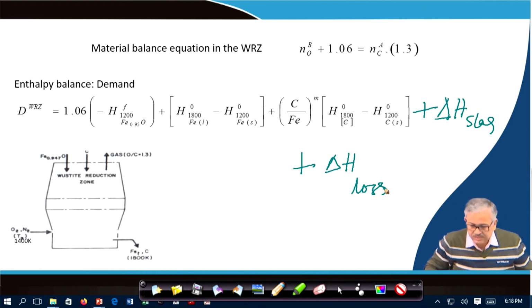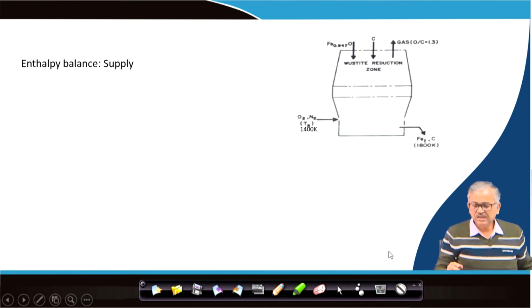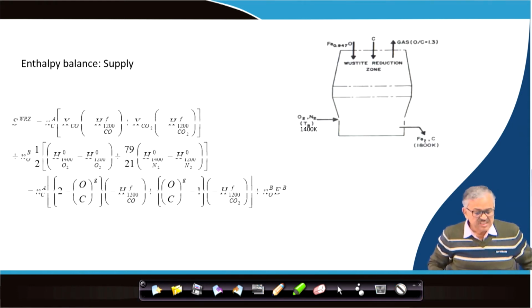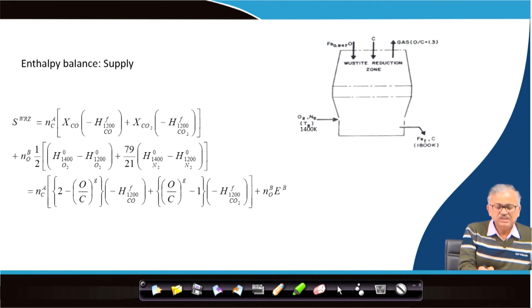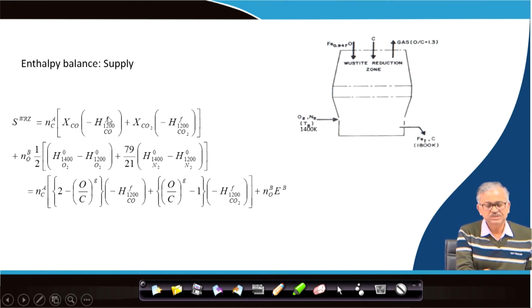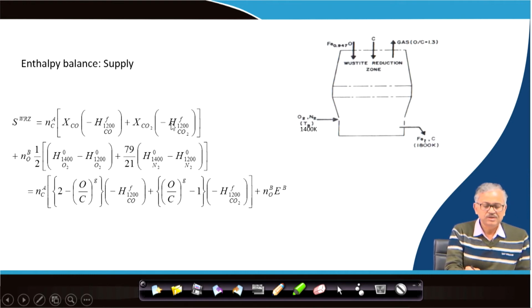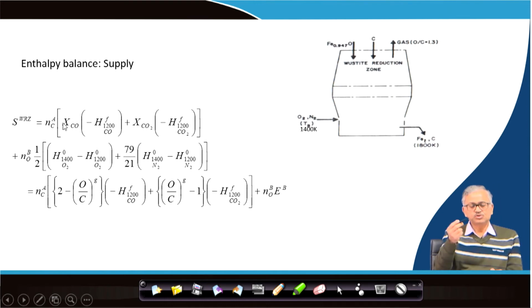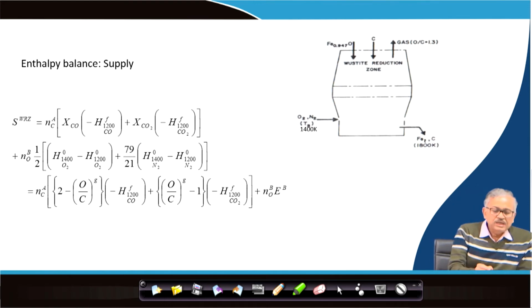Now, if you consider the supply term, then what are the terms that we have? In case of the supply, one is the heat of formation of CO, and the CO gas is leaving at 1200. So, heat of formation of CO at 1200 and heat of formation of CO2 at 1200, multiplied by their respective moles of CO and CO2, that is basically the heat generation.